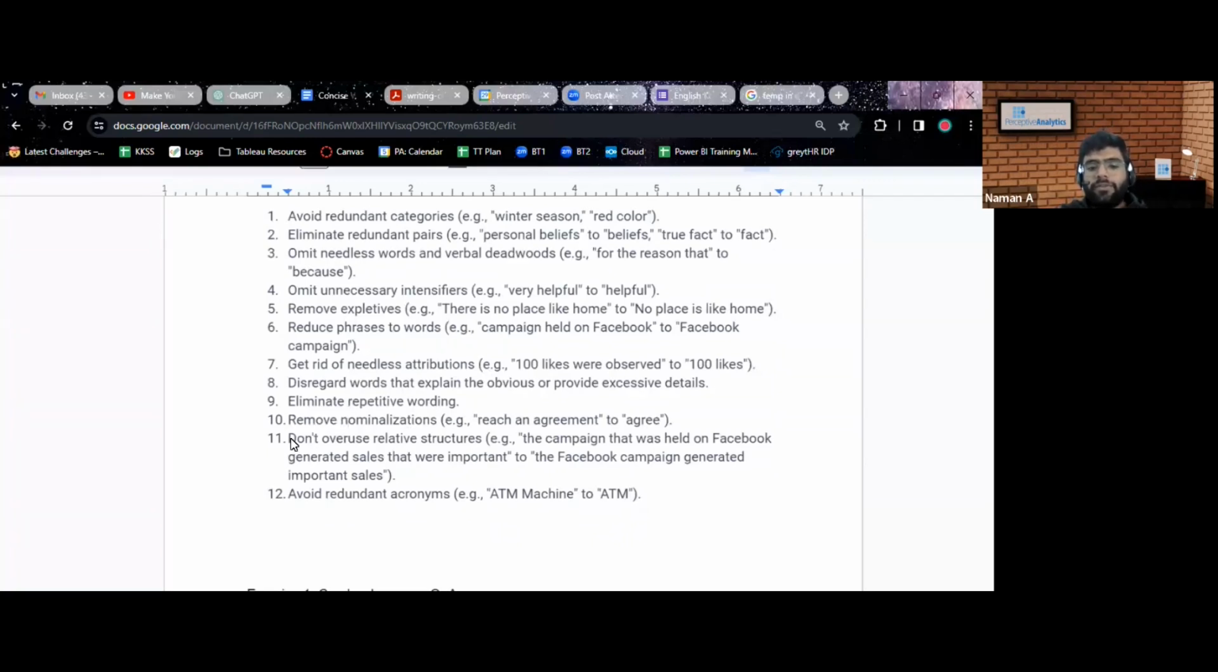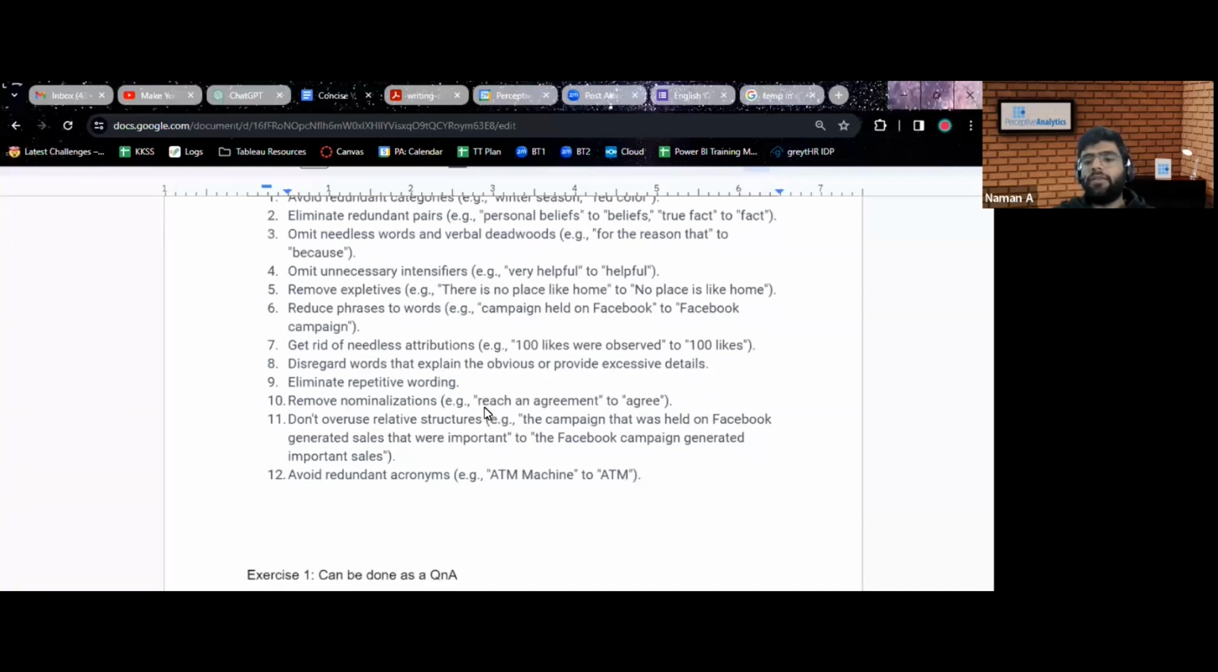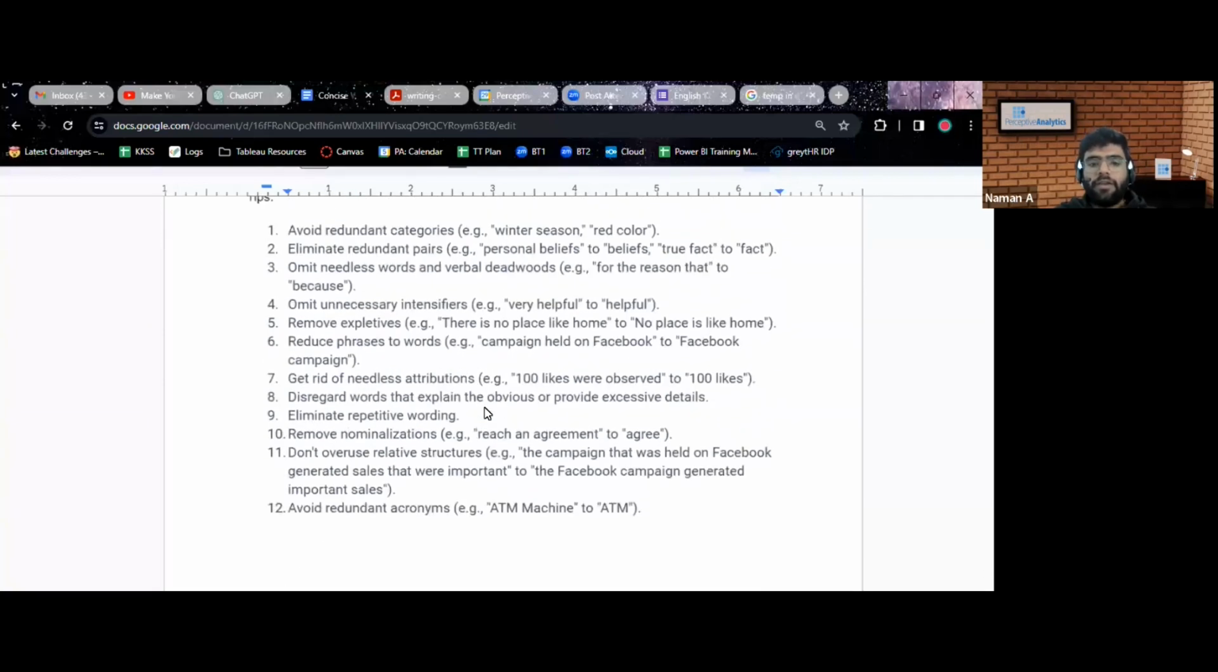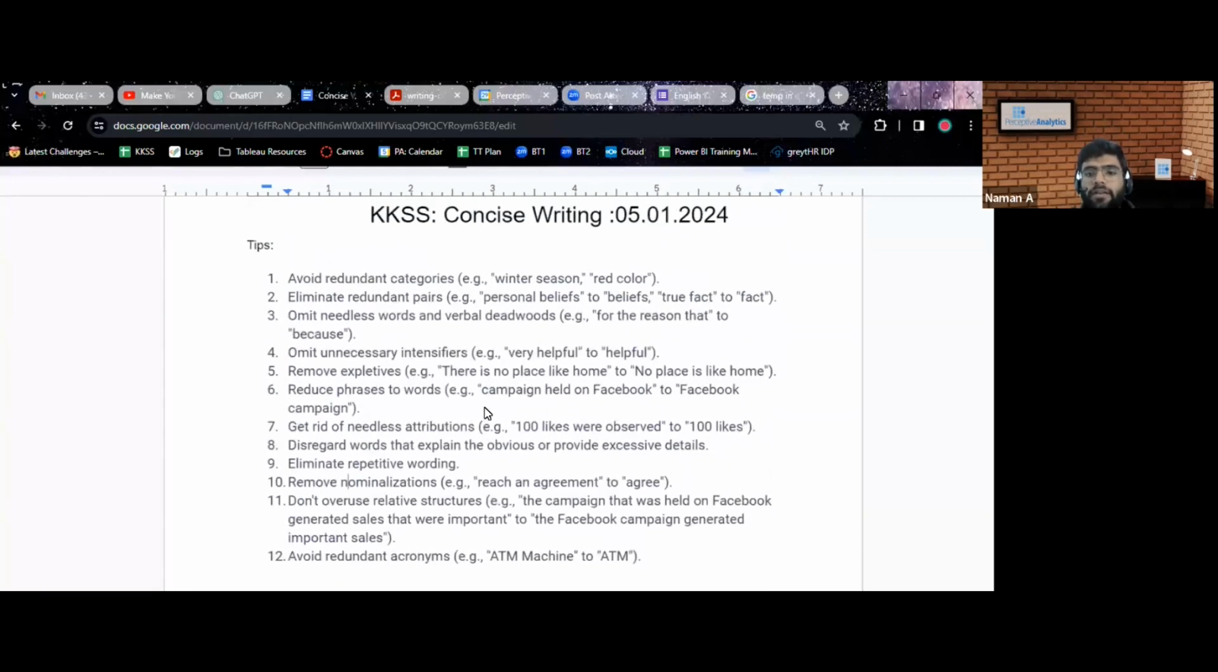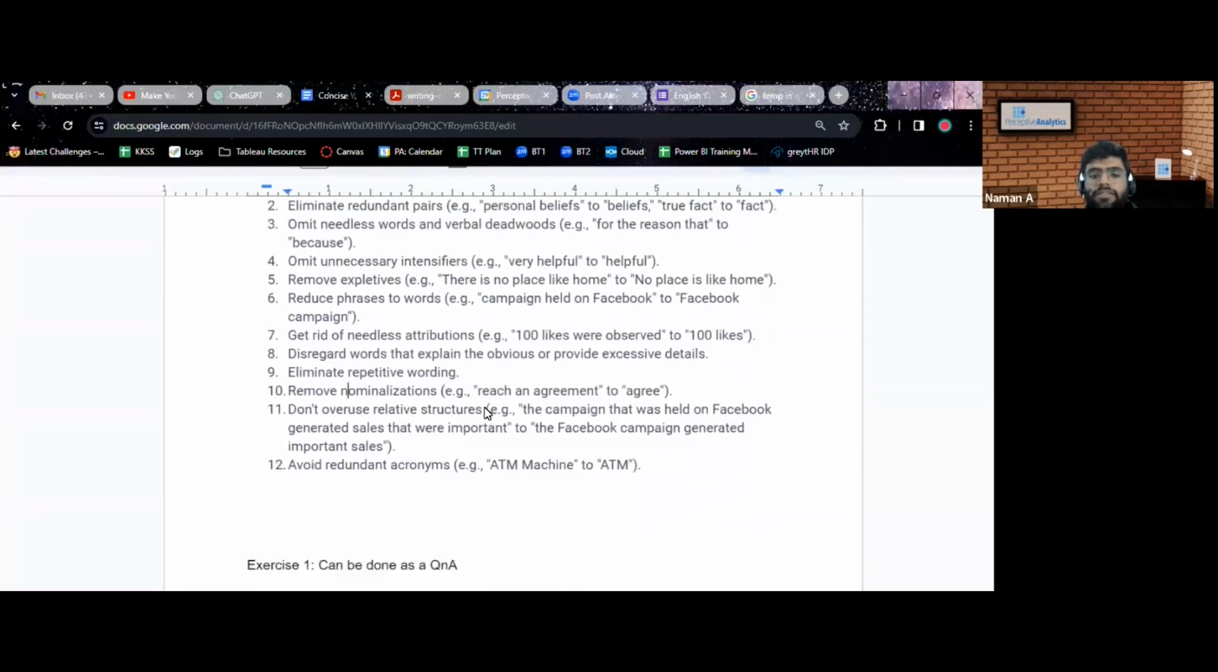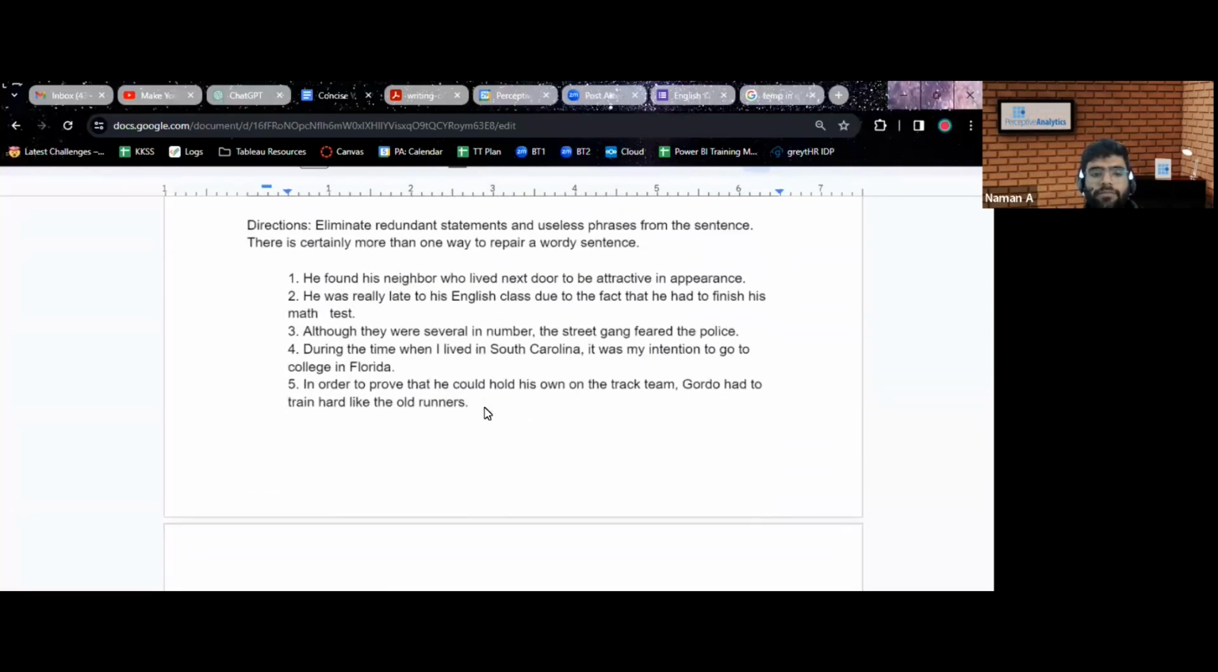And then this was an important tip: don't use relative structures. When we say the campaign that was held on Facebook generated sales that were important, we can shorten this down to the Facebook campaign generated important sales. Wherever we can, we should remove the words which do not add any value to the sentence. So these were some of the tips that we had learned in the last session.